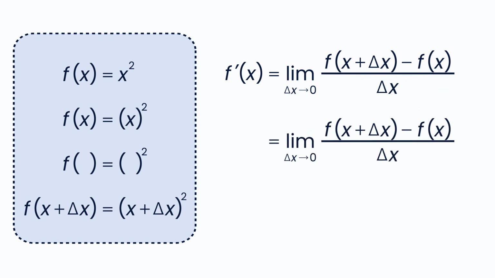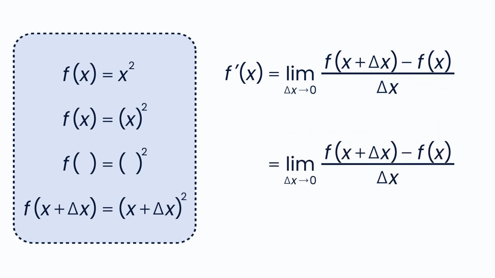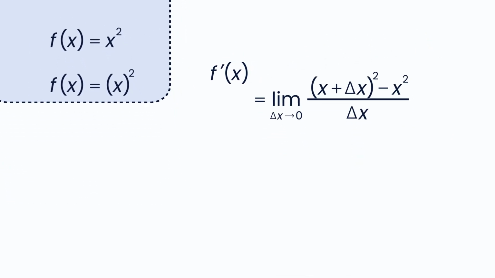Now, you substitute the expressions into the definition. So, f of x plus delta x will be substituted with x plus delta x squared. The minus sign stays the same, and x squared is substituted for f of x. In the denominator, delta x is always left as is. You are now in a position to evaluate and simplify the expression.